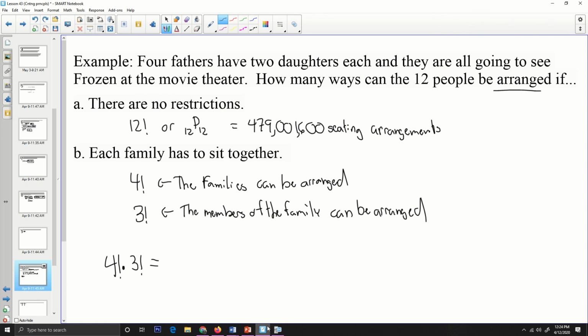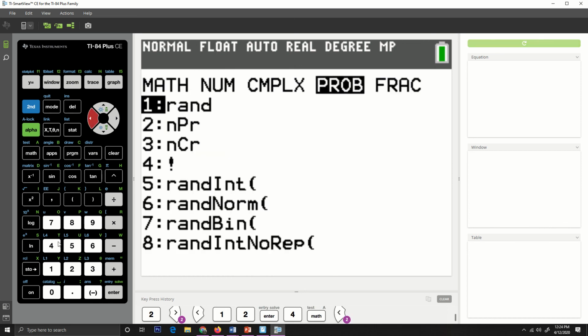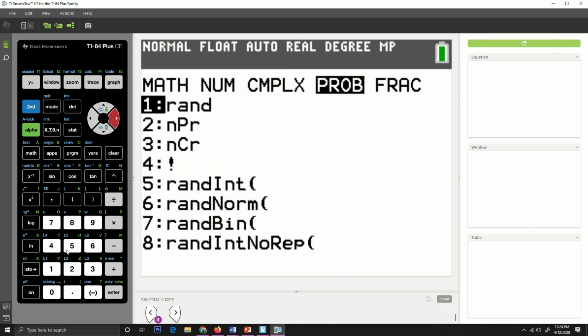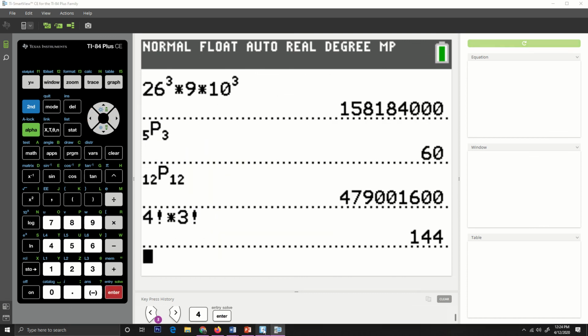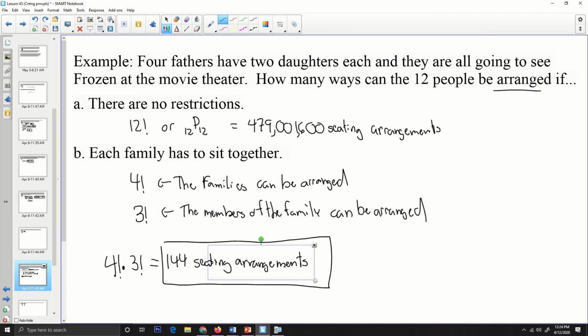So let's grab our calculator. So 4, hit math, go over to probability. We'll hit 4 for factorial, times 3, math, go over to probability, hit the 4 for factorial, and we get 144 seating arrangements. All right, and so what we can conclude from this is, notice that these things go up very fast as the number of items goes up. So if you only have 4 items, the number of arrangements isn't very big, but the moment you start getting into that 10 or 12, those things start really, really jumping up there.